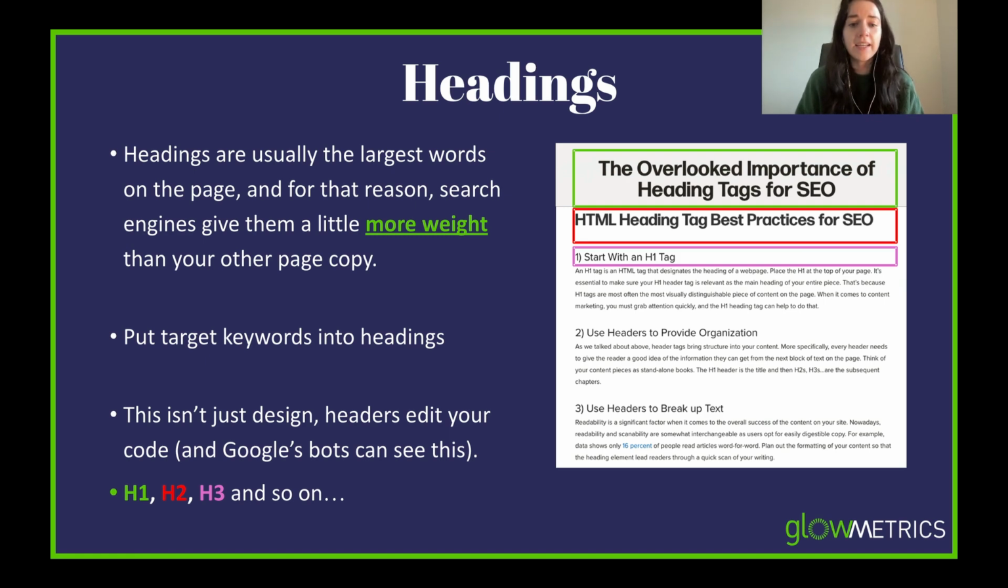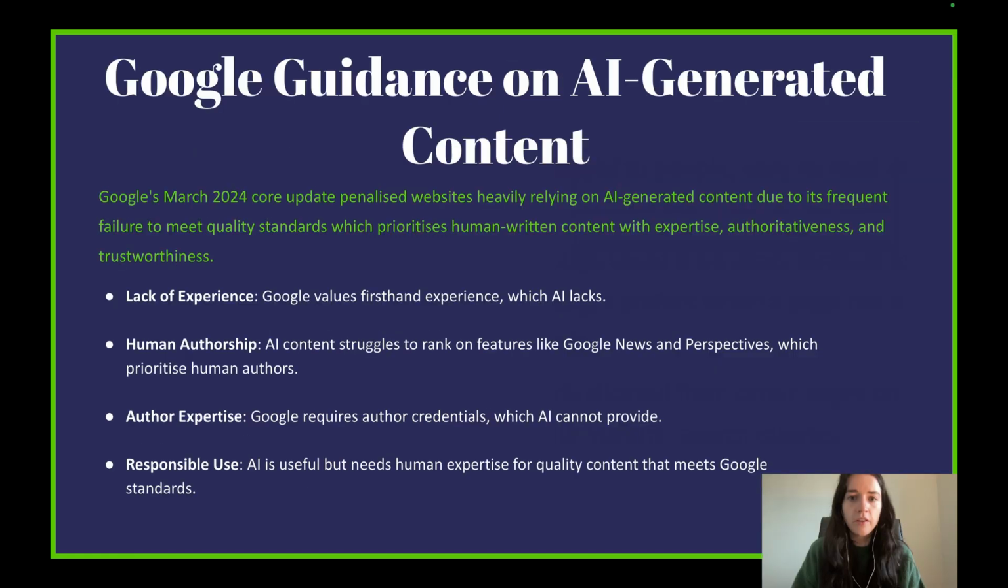And it's not just a design. Headers edit your code and Google bots can see this. So you've got your H1s, which are your mains. Then you've got your H2, which would be like a subheading, and a H3 would maybe be a smaller heading for a list or something like that. And it goes on and on, H4, H5, so on and so forth. But make use of these, because this is how the Google bots are going to crawl your site and really understand what's on that page. And similarly, it's great for your users to help break up the content on the page.